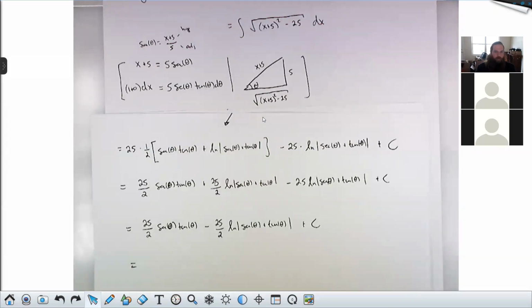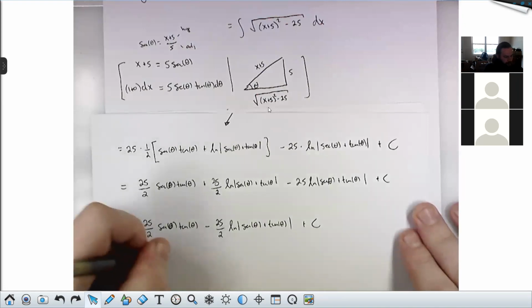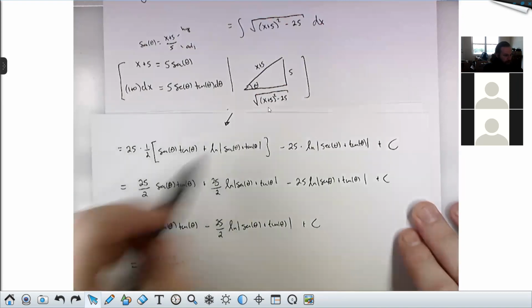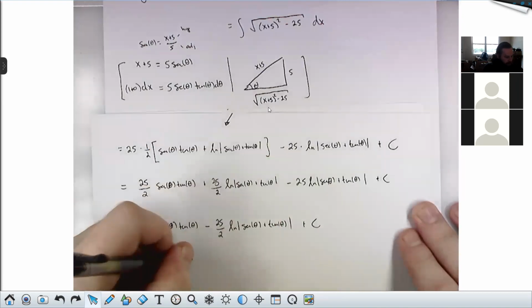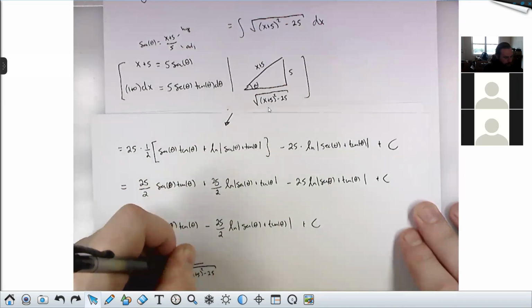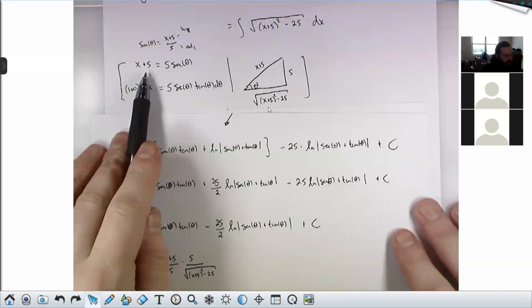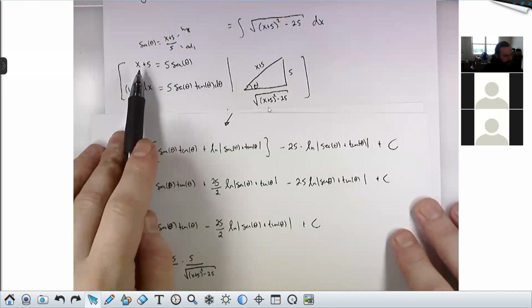In any case, my secant is going to be x plus 5 over 5. My tangent is going to be 5 over the square root term. So I'll have 25 halves times x plus 5 over 5 times my tangent, which is opposite over adjacent, 5 over the square root of, I'll write it like this for now. Wait, I think your triangle might be messed up. I had opposite being the square root term and adjacent being the 5.